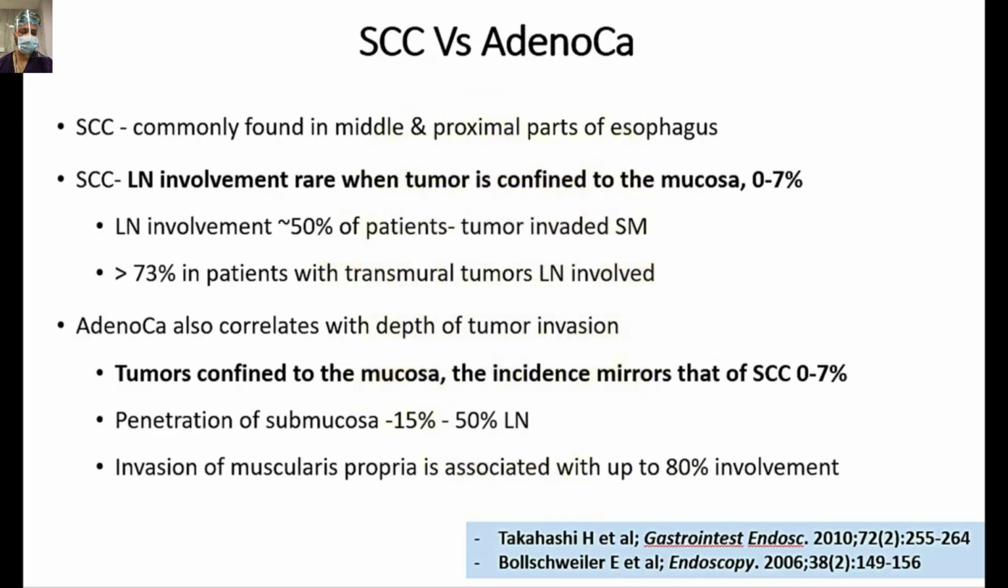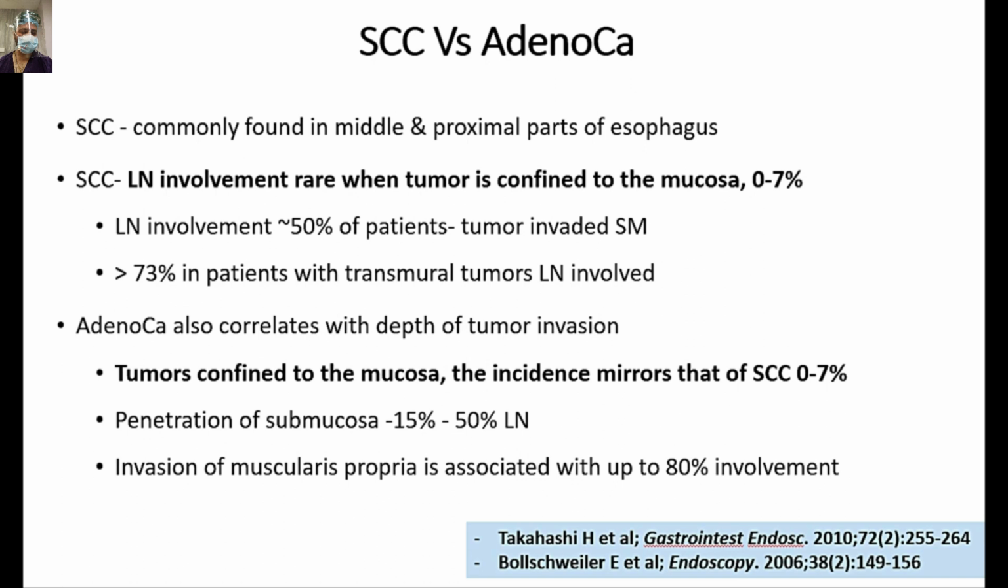So what are the differences in squamous cell carcinoma versus adenocarcinoma? Squamous cell carcinoma is commonly found in the middle and proximal part of the esophagus. In squamous cell carcinoma, lymph node involvement is rare when the tumor is confined to the mucosa, that is 0 to 7%. Lymph node involvement is approximately 50% in patients with tumor invading into the submucosa. More than 73% of transmural tumors have lymph node involvement.